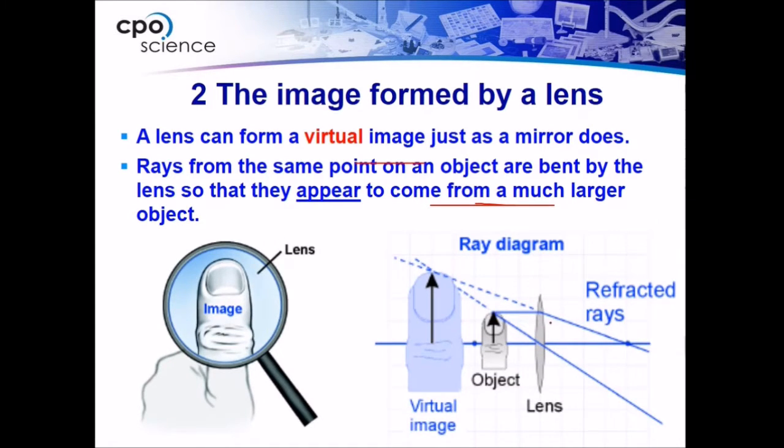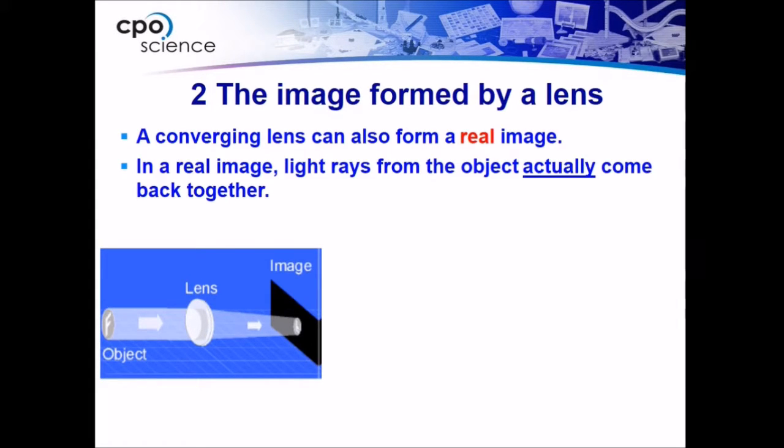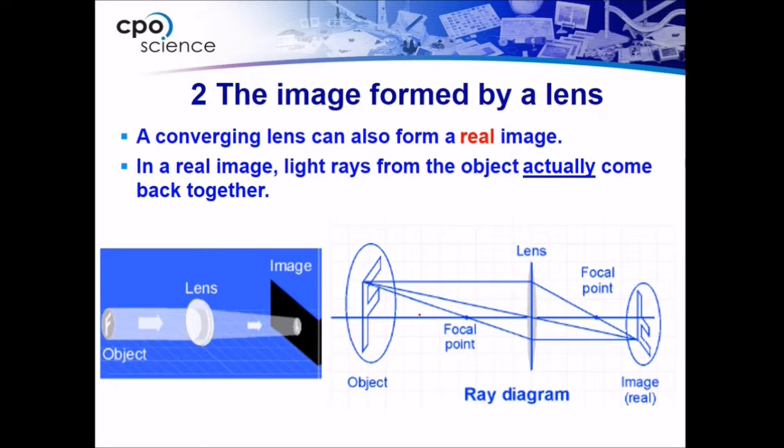This is the ray. Actual images are like this, virtual images like this. This is the object and this is how it is formed. These light rays intersect here and they will make your thumb look larger. A converging lens can also form a real image. In a real image, light rays from the object actually come back together, like this. This is the object, this is the image, which is actually a real image, and this is the ray diagram.